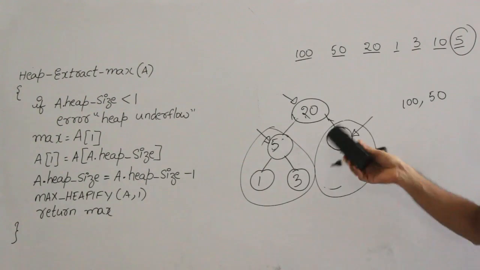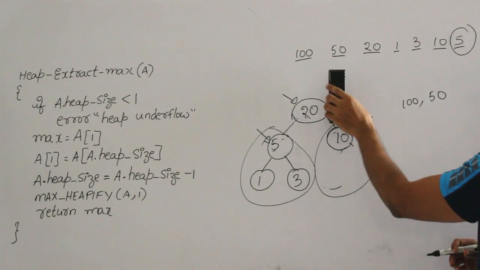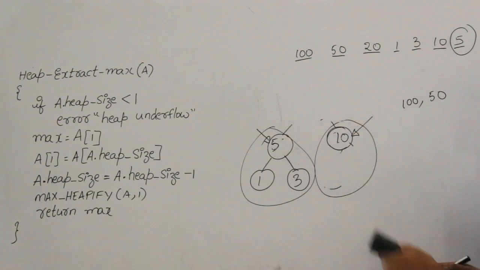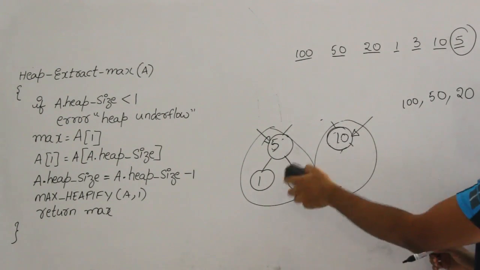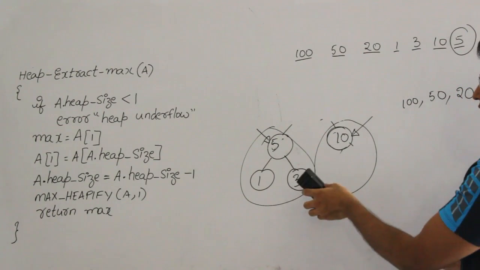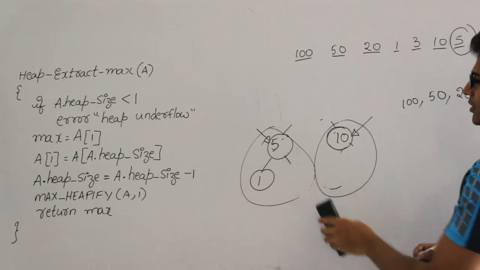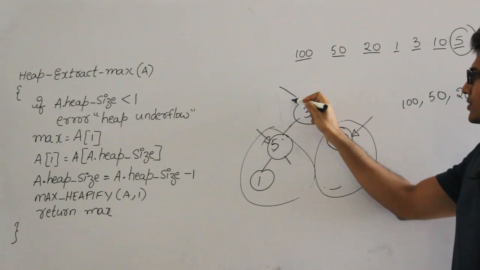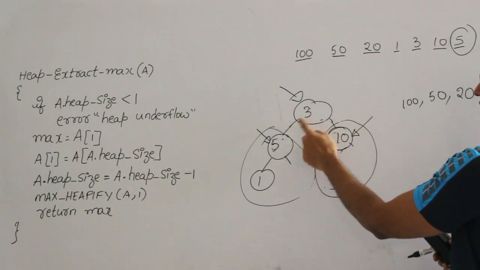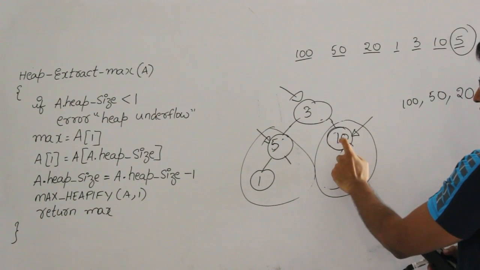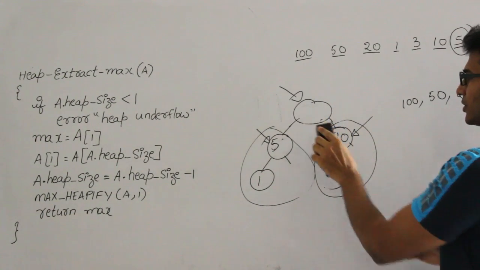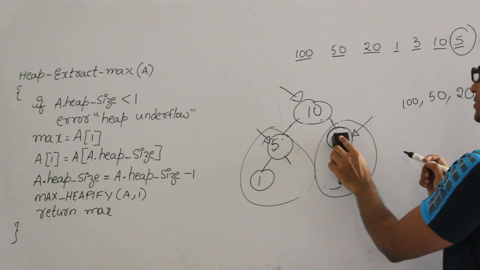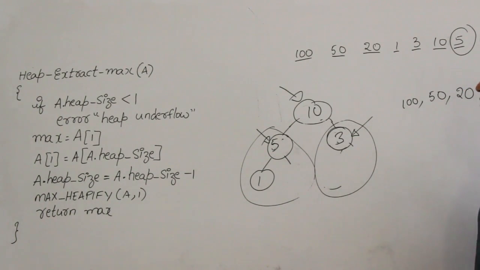And let us say I want to delete the maximum again, then what will happen? Again you delete it, we get 20 here, and then take the last element. The last element is 3, which will be placed here, and again max heapify will be called on this, which means compare these three. Which one is largest? 10, therefore you put 10 here and 3 here. That is how max heapify is going to work.